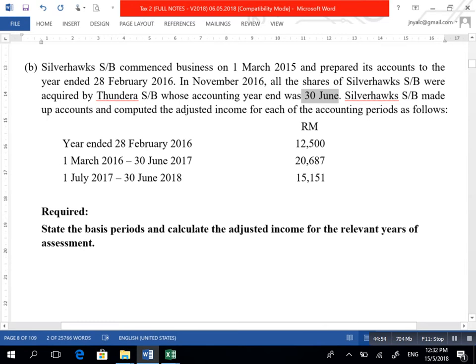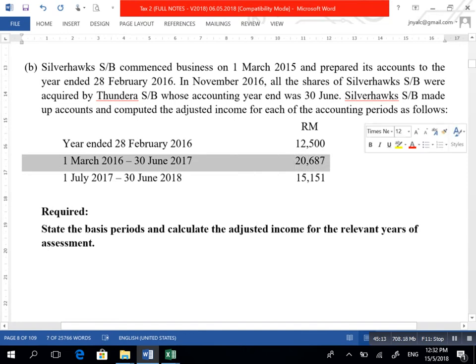When they change from February to June, should you follow the commencement rule under the required by law situation, or should you follow the change of accounting date rule? Why can I not use the commencement rule under the required by law situation? Because now I follow my holding company, right? But why can I not use that?